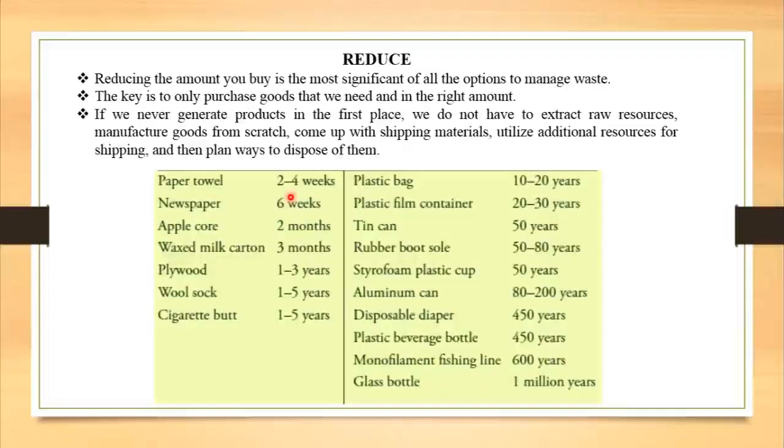So now among the 3R, first of all we'll come to the first one, that is reduce. Most importantly, you can reduce the buying amount by focusing only on the needed products. You can see the table showing the average time duration for different materials to decompose in nature, which is taken from EPA 2003 guidelines. So before buying any product, think of its existence in nature and its harmful effects.